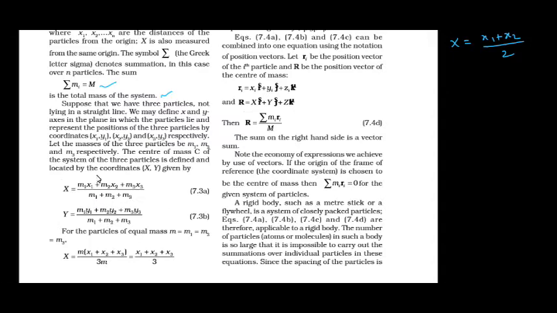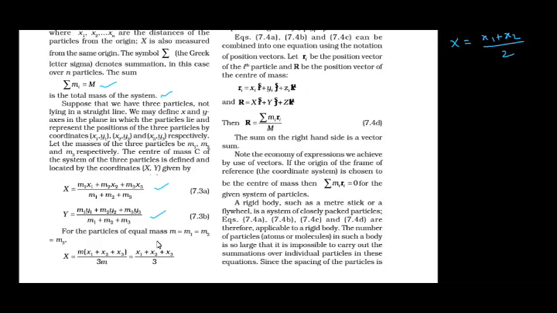Say the 3 points are x1 y1, x2 y2 and x3 y3 respectively, and their masses are m1 m2 m3. The center of mass C of the three particle system can be defined by coordinates x and y. Then x can be written as m1 x1 plus m2 x2 plus m3 x3 upon m1 plus m2 plus m3, and y can be written as m1 y1 plus m2 y2 plus m3 y3 upon m1 plus m2 plus m3.